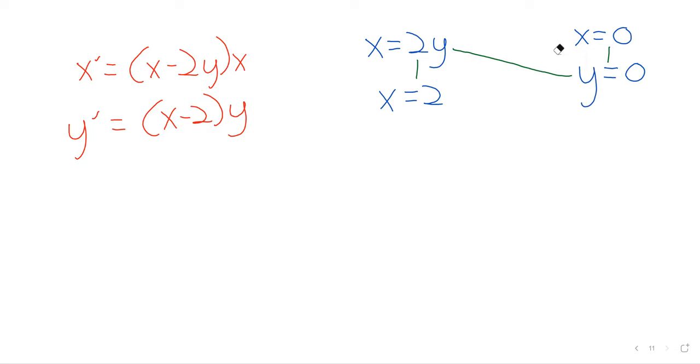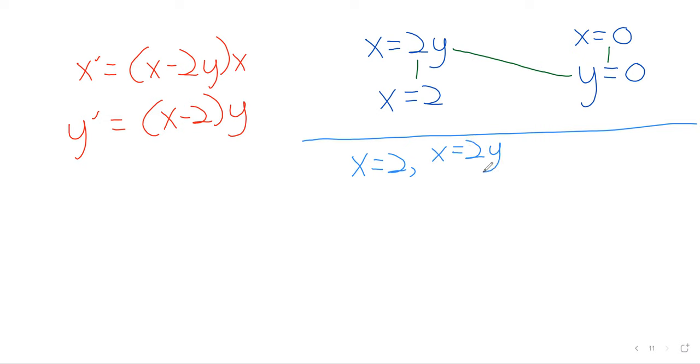So let's look at the remaining possibilities. x equals 2 and x equals 2y. Well, this could happen. For this to happen, y would have to be 1. So x equals 2, y equals 1 is a fixed point that came from the combination that I just erased, the link between x equals 2y and x equals 2.